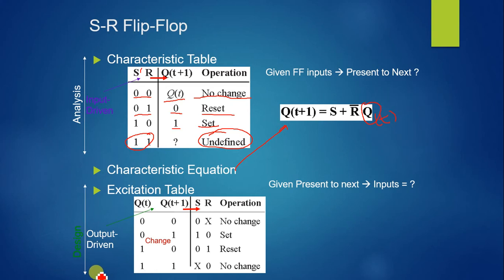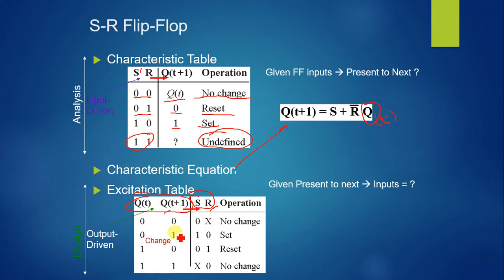Whereas the excitation table is given by Q of t plus 1 and SR. What is the operation? These are the outputs, these are inputs. For this particular input, what is the output? That is called your excitation table. In the excitation table you will write it in that fashion.